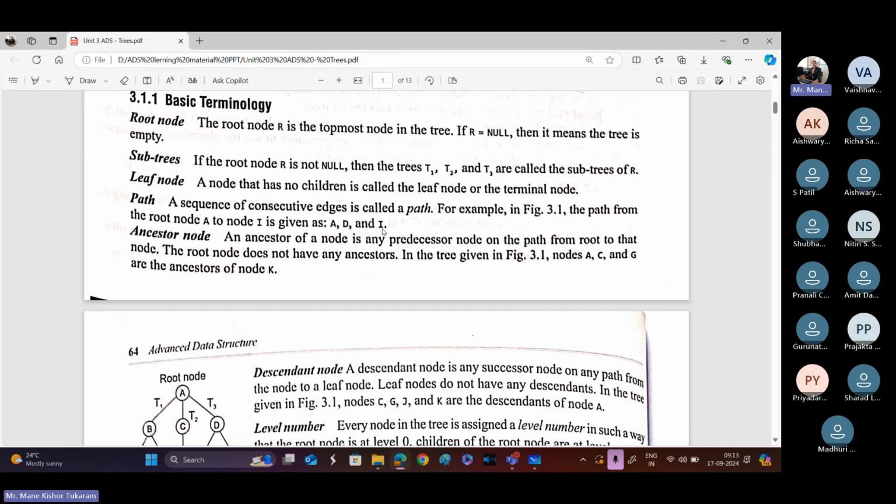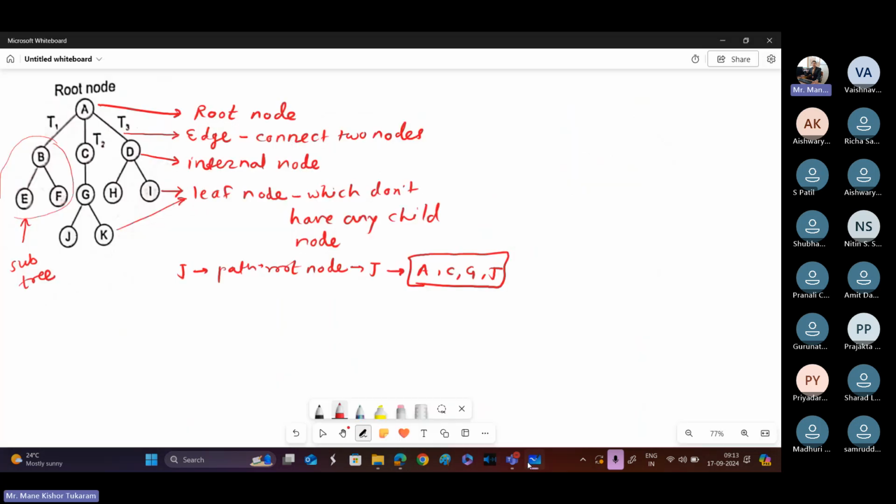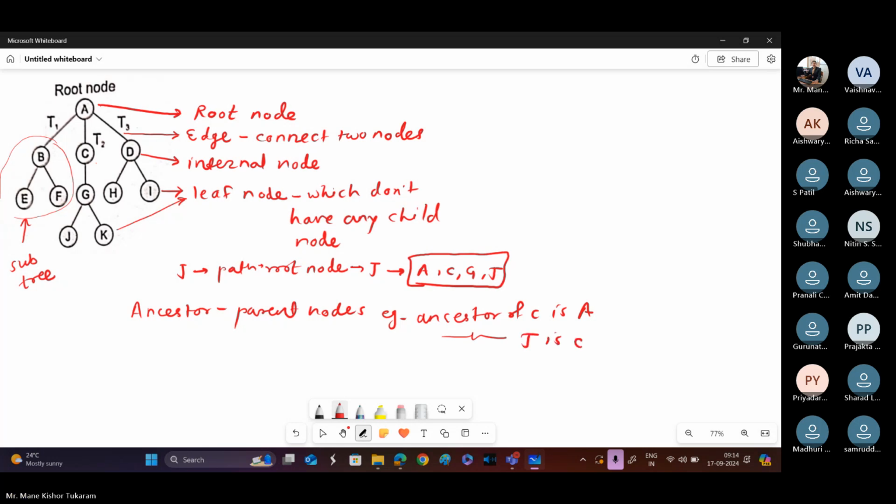Then ancestor means what? Ancestor means parent nodes. For example, suppose I want to find the ancestor of C. The ancestor of C is A. Then the ancestor of J is G, C, A. So these are the parent nodes which are available.